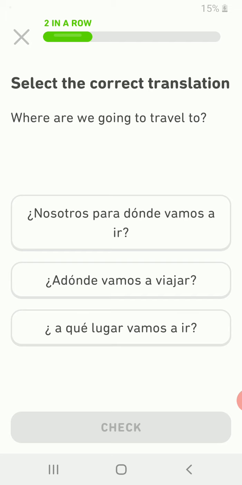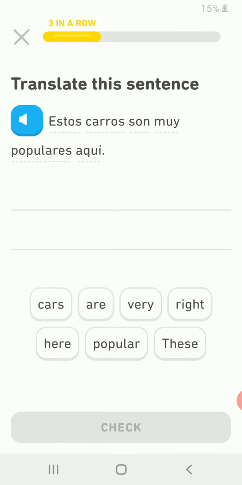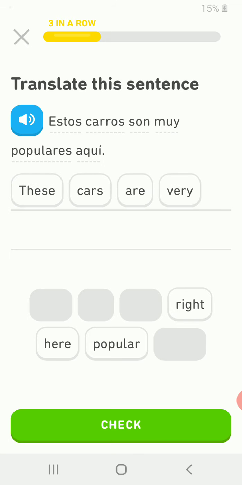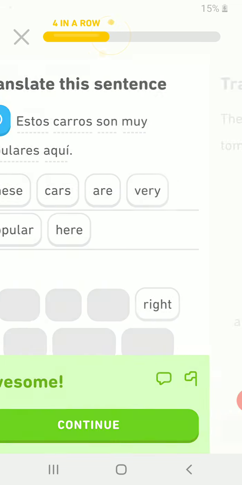Alto is tall. So, just for you to know, where are we going to travel? ¿A dónde vamos a viajar? Estos carros son muy populares aquí. So, estos carros populares means popular. So, these cars are very popular here, aquí.